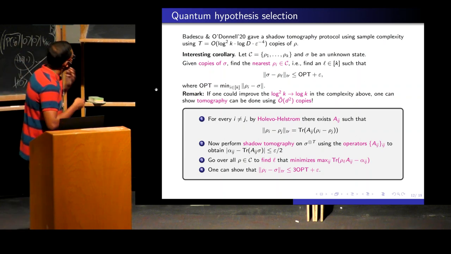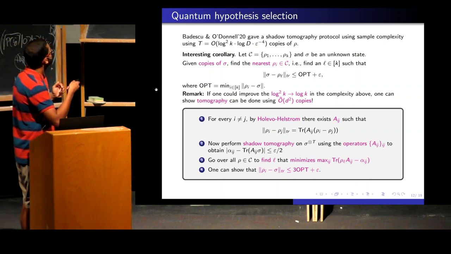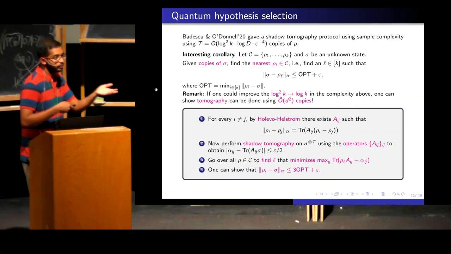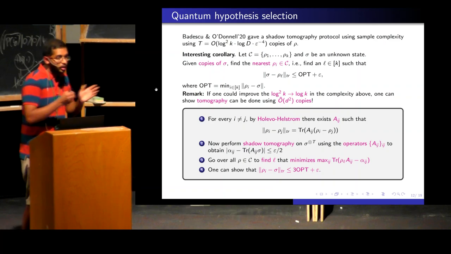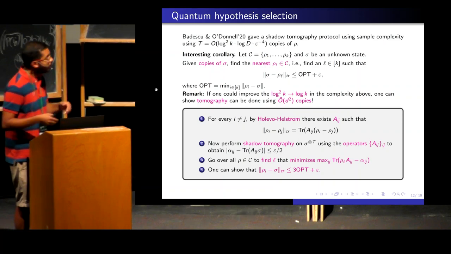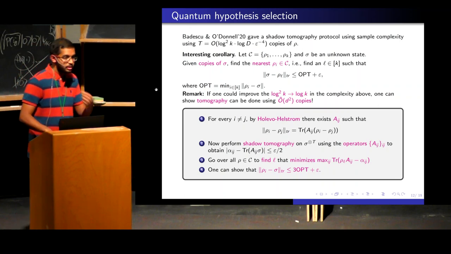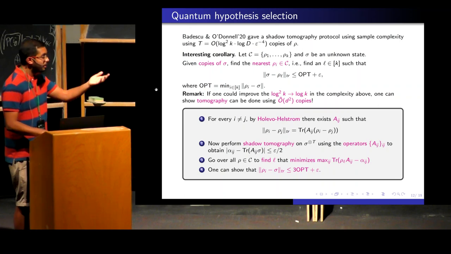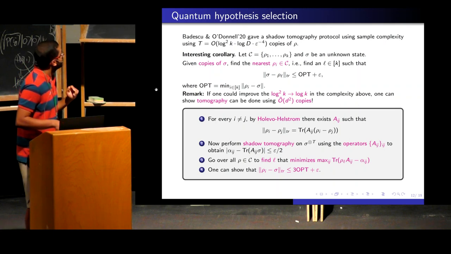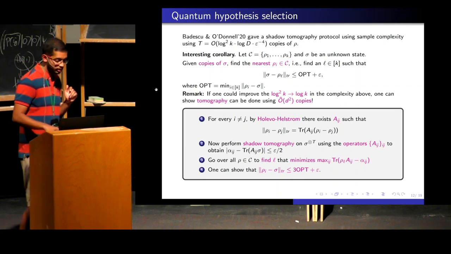So using shadow tomography, you can actually solve this question of hypothesis selection, where I give you copies of an unknown quantum state sigma. I have a class of quantum states rho_1 to rho_k. You can find a state in my class which is the closest to sigma, the best approximation of sigma coming from the concept class.